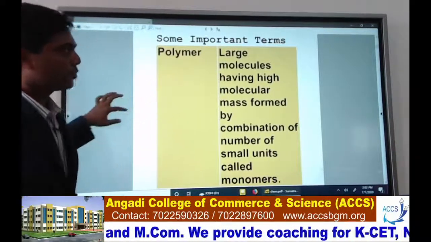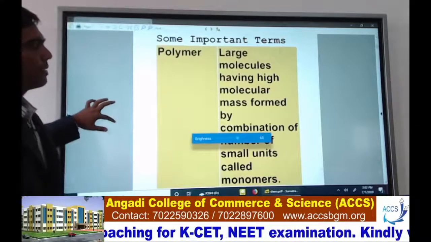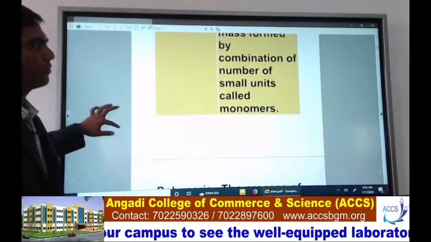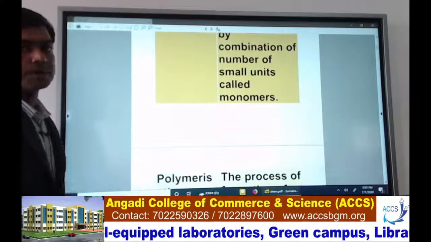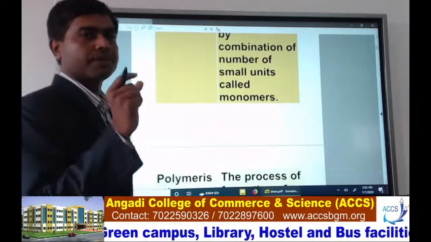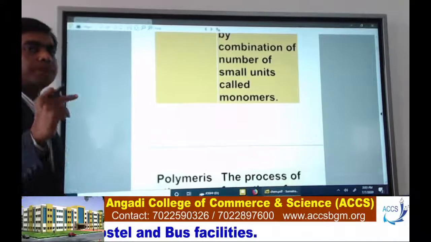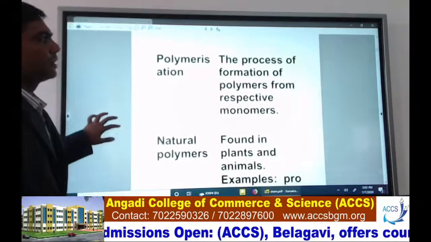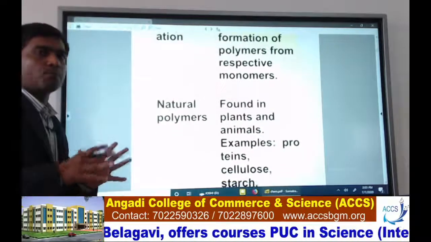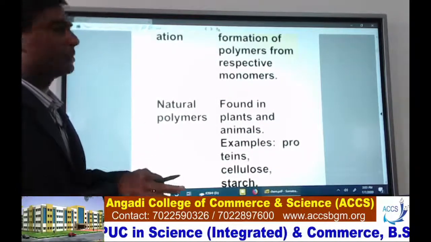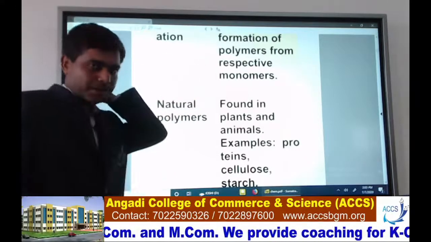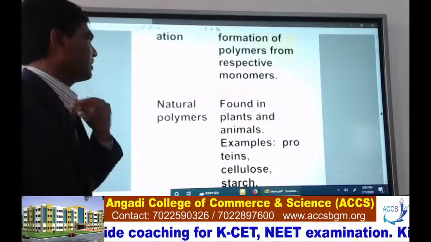Polymer: large molecules having high molecular mass formed by the combination of a number of small units called monomers. Monomer means small unit. Polymer means large unit. What is polymerization? The process of formation of polymers from respective monomers is called polymerization. Means whatever process we are doing, artificial.